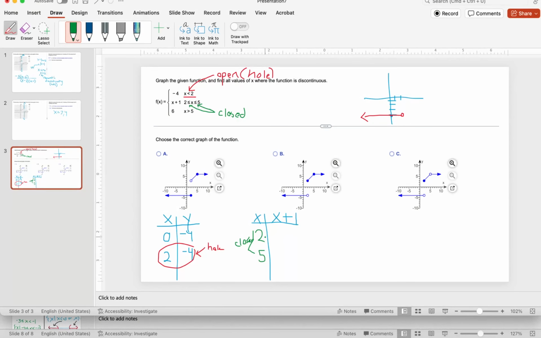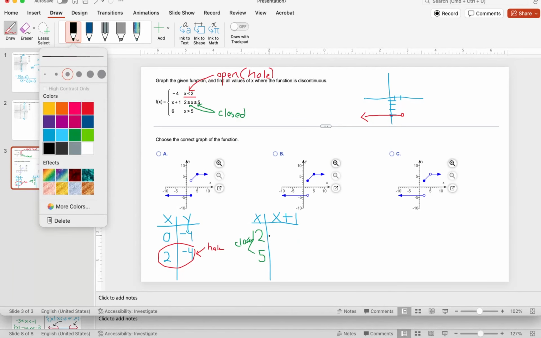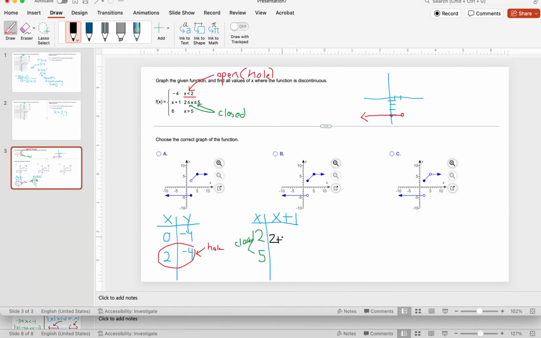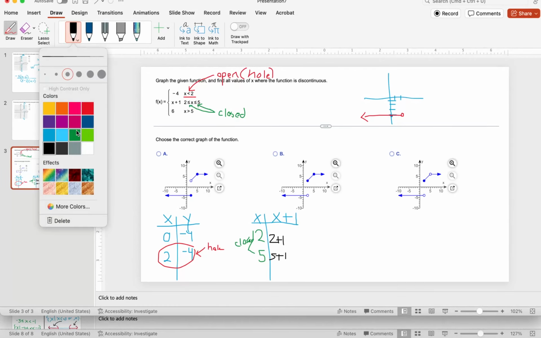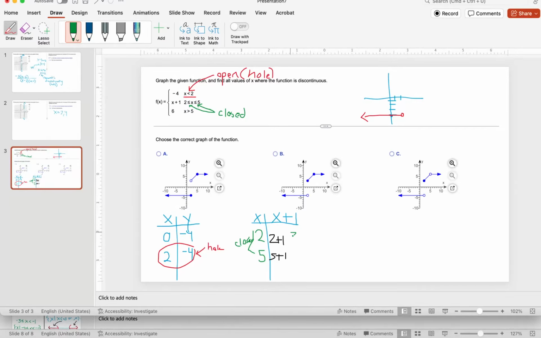And it's x plus 1. So 2 plus 1, I get 3, don't I? We'll just write 2 plus 1 here and 5 plus 1. So 2 plus 1, I'm going to get 3. 5 plus 1, I'm going to get 6. So on the graph, I've got 2 closed points, 2, 3.